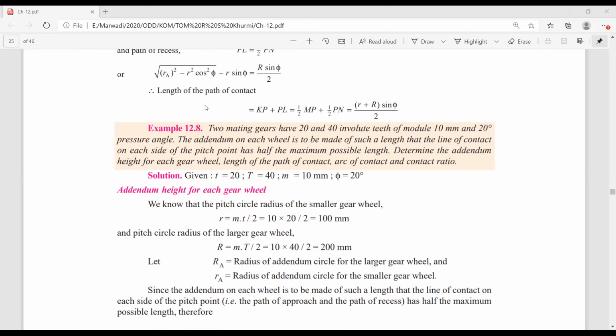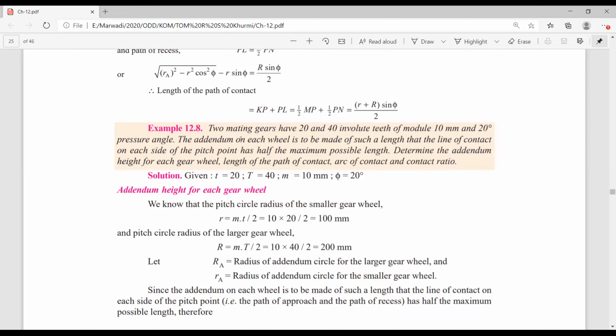Okay, now let us focus on the numerical. Two mating gears have 20 and 40 involute teeth, module 10 mm and 20-degree pressure angle. The addendum on each wheel is to be made of such a length that the line of contact on each side of the pitch point has half the maximum possible length. Determine the addendum height for each gear wheel, length of path of contact, arc of contact, and contact ratio.